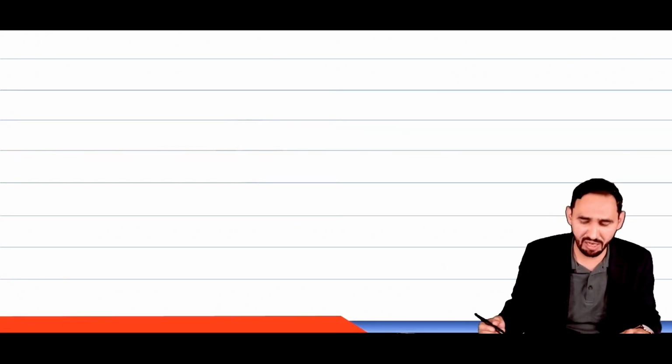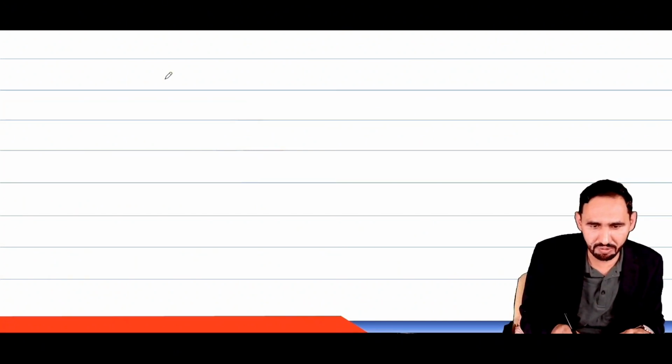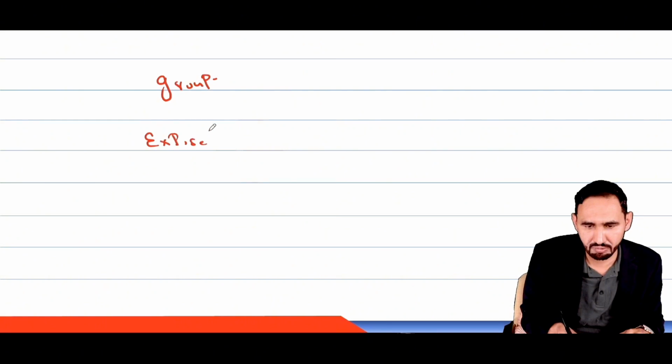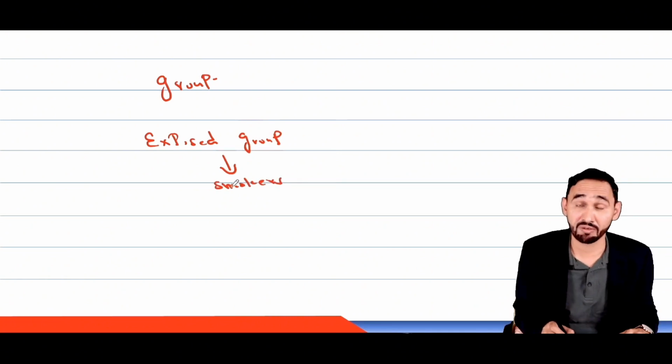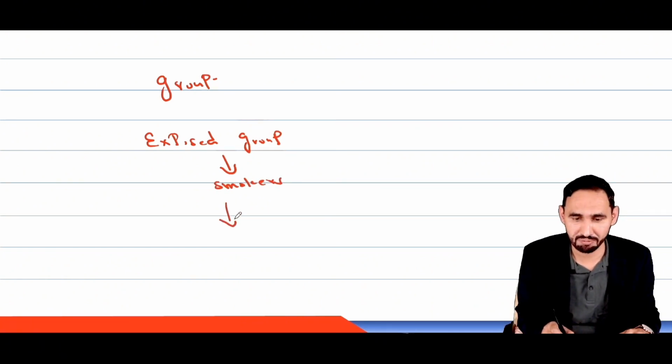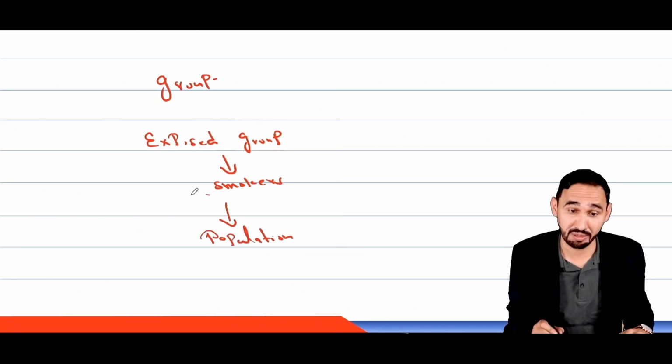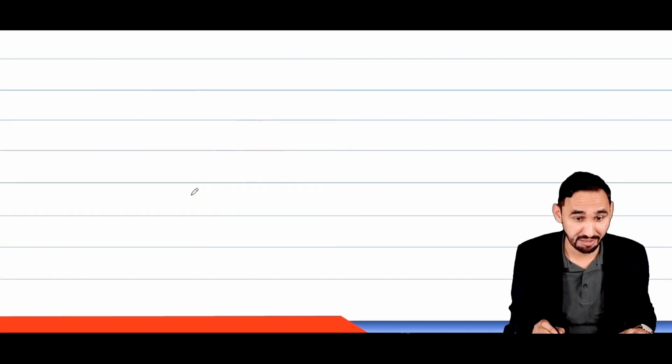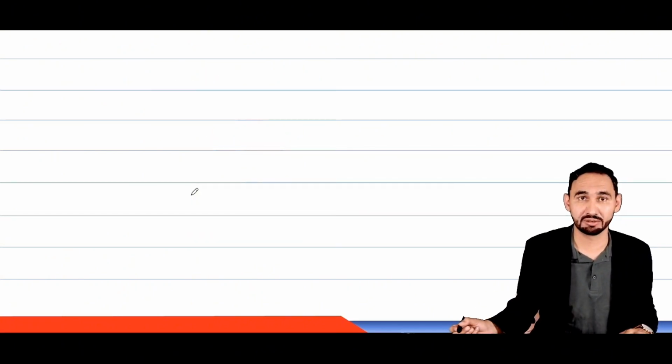How do we select a cohort? What is a cohort? A group. We select an exposed group, like smokers. From where do we select this group? From the general population. Smokers are a specific group in a population. We select it. Then we measure the exposure.